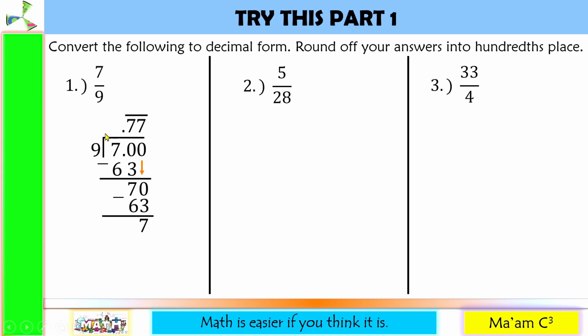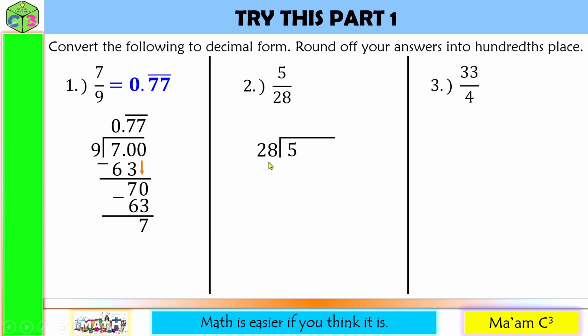Since there is no number in front of the decimal point, we're going to add 0. So 7 divided by 9 is equal to 0.777777..., a non-terminating, repeating decimal. Number 2, we have 5 divided by 28.